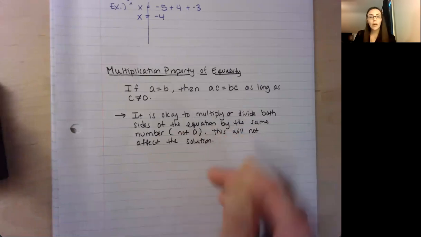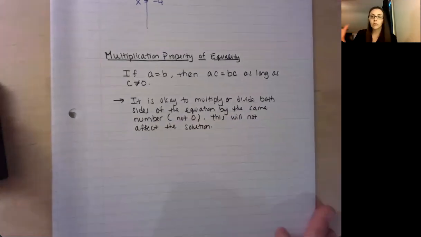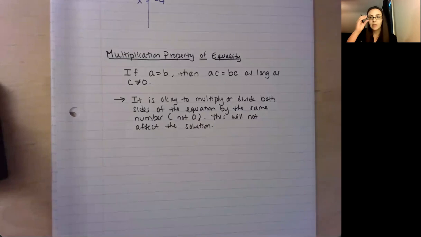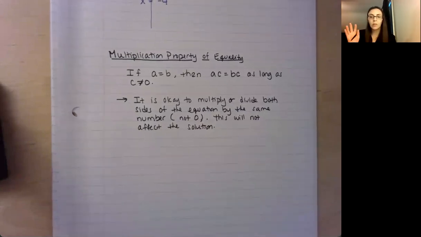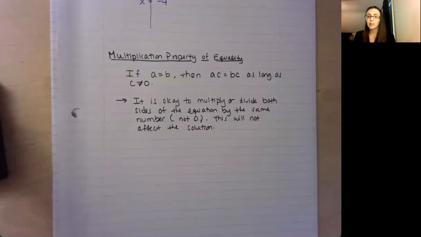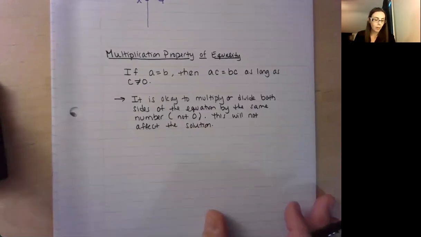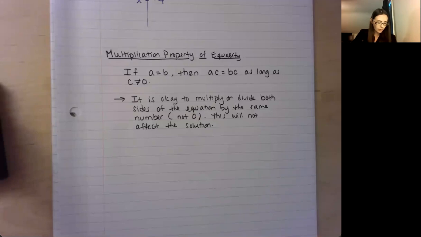Okay, so it's okay to do the same thing we did before. We can add, subtract, we can multiply, we can divide by the same number on both sides of the equation. With multiplication and division, though, you don't want to do 0. We can't divide by 0. And multiplying by 0 just cancels everything out, so that's not helpful. But basically, we have the same rule here. So let's do some examples.